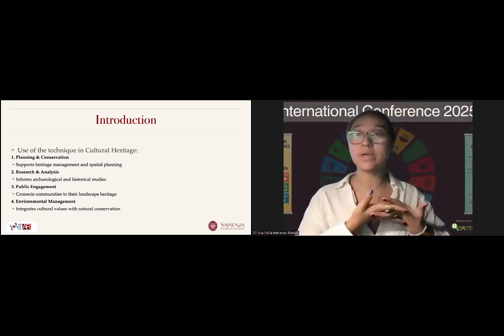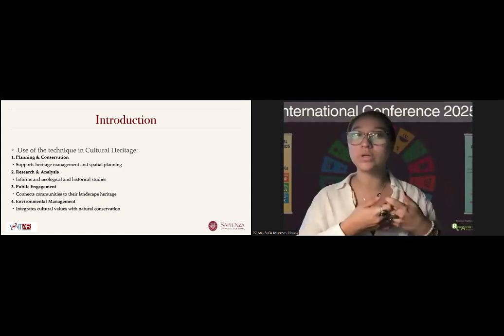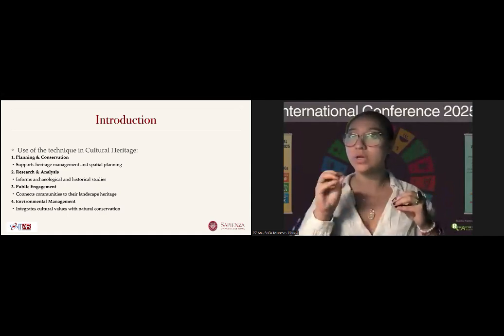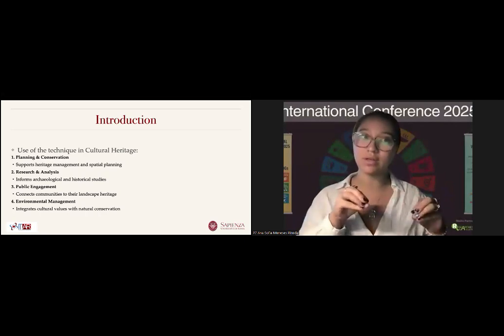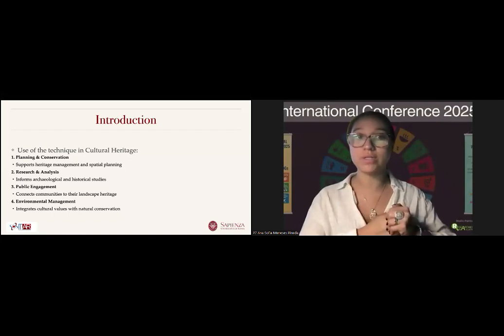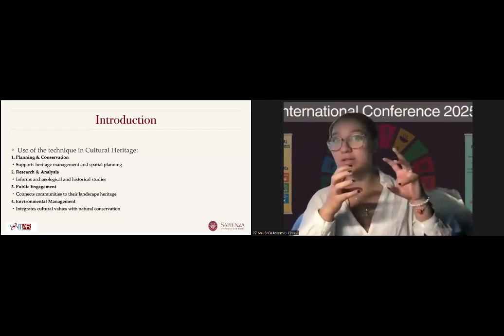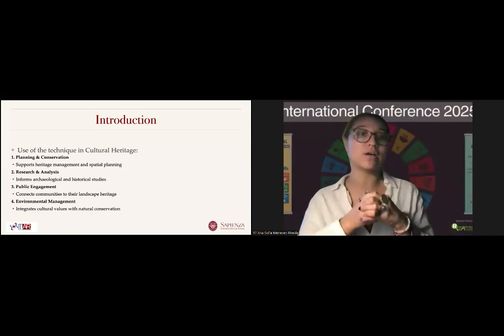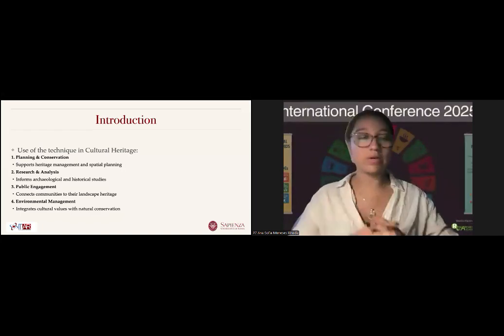It helps also with public engagement because it helps the community connect with their own landscape, with their own culture, and it creates this special link between the stakeholders, the people that have lived this landscape, and the landscape itself. And finally, it also helps with environmental management. So it also helps with how to proceed vis-a-vis the cultural sphere and then the environmental sphere, which is also a very important topic.